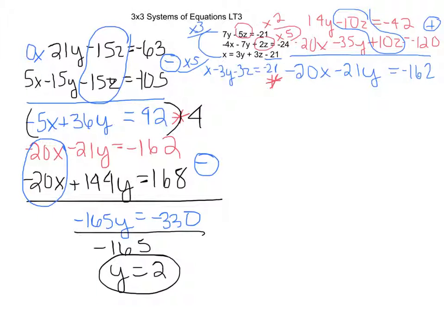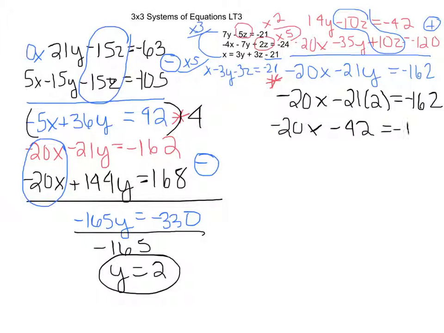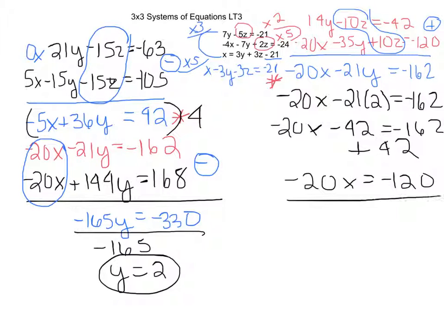So now we're going to take this value for y and we're going to plug it in to solve for x. Let's use this space over here. So I'm plugging in my y value of 2, and I'm going to solve my smaller equation for x. So we have -21 times 2 is -42. We're going to add 42 onto both sides of my equation. So -20x is equal to -120. Divide both sides by -20, and so then x is equal to +6.